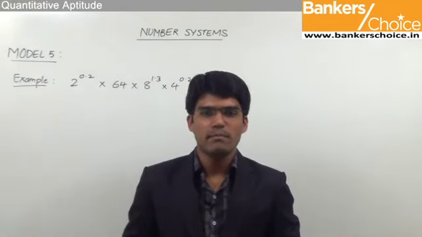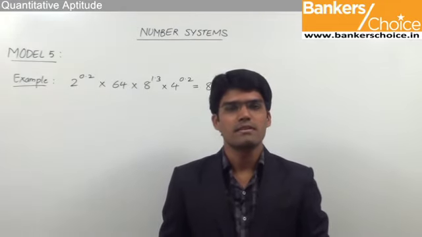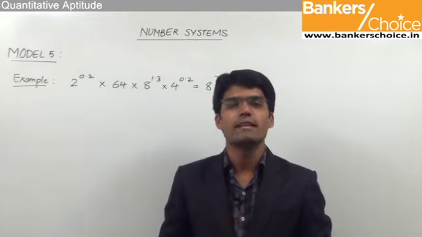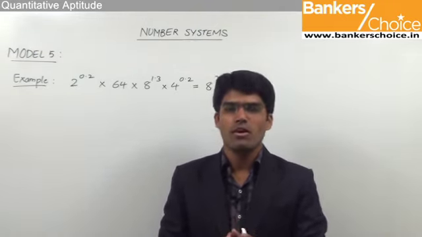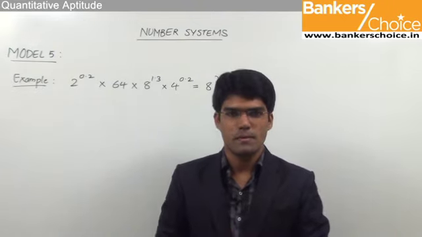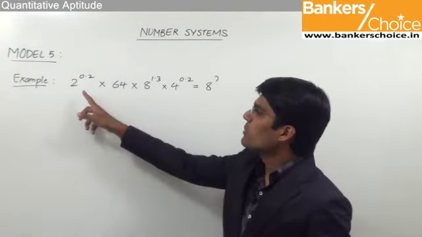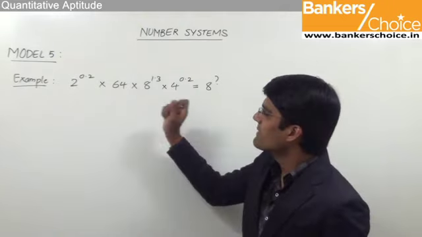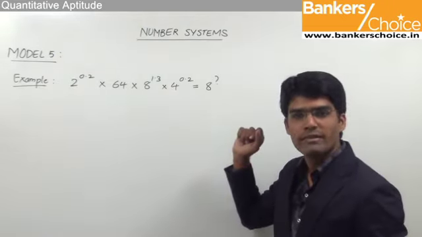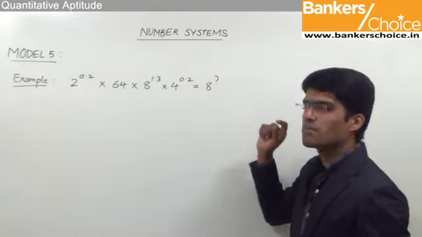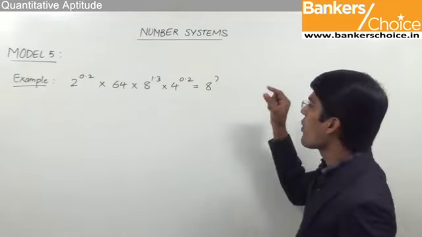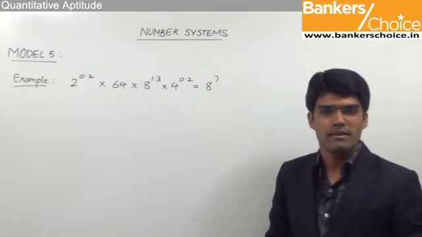Let us now take an example from model 5 of number systems, where we are going to solve a question related to exponents. And to solve this question, we need to use the various laws or rules that we have learned just now. The question here is 2 power 0.2 into 64 into 8 power 1.3 into 4 power 0.2 is equal to 8 power question mark. And we are supposed to find out what comes in place of the question mark here.